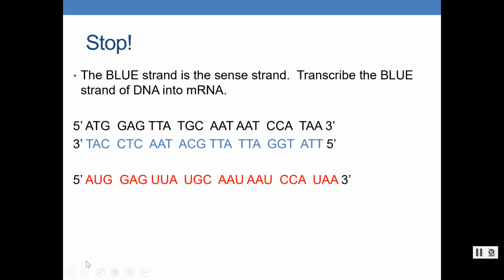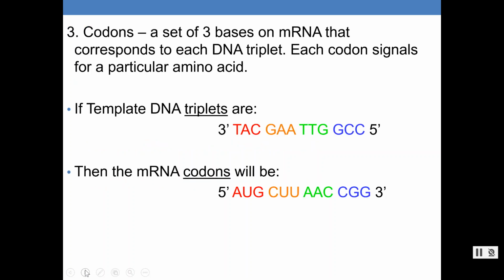Do not confuse the term triplet with the term gene. A triplet corresponds to a codon, which corresponds to 1 amino acid. A gene, you remember we defined as a segment of DNA that encodes for a protein. A protein is made up of multiple amino acids.